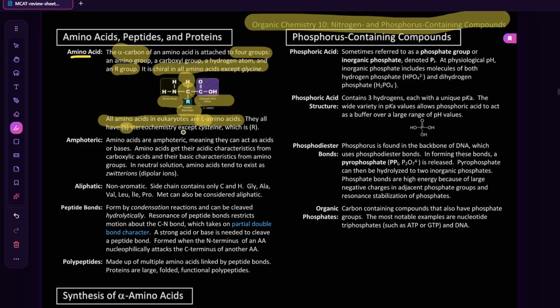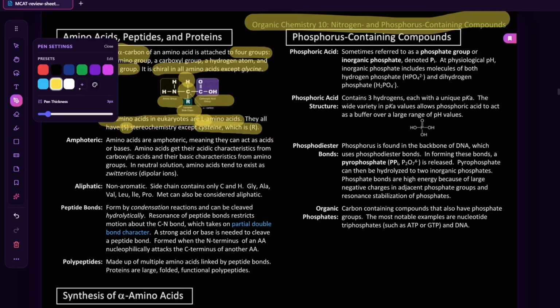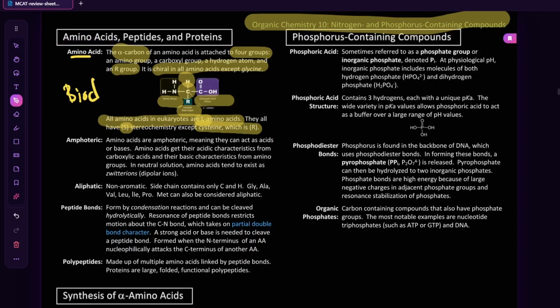They all have S stereochemistry except for cysteine, which is R. I went over this in the biochemistry review already. Biochem could be useful because I also talked a little bit more about that, but most of that is just memory anyway. Amino acids are amphoteric like water. Water is also amphoteric, meaning they can act as acids and bases. I went over that in more depth in the biochemistry video.